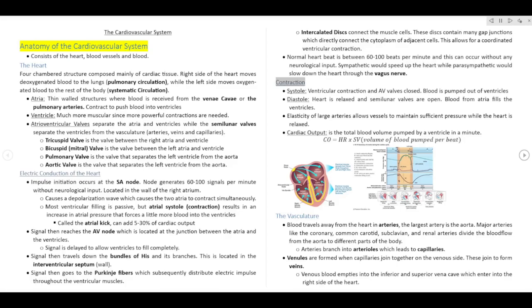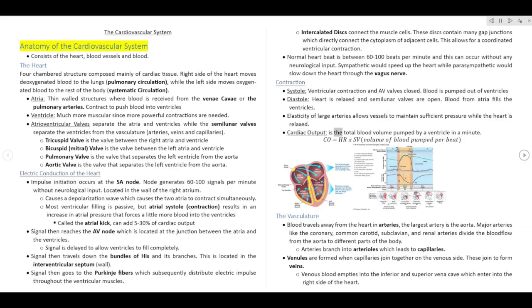Contraction. Systole is ventricular contraction, with the AV valves closed. Blood is pumped out of the ventricles. Diastole is when the heart is relaxed and the semilunar valves are closed. Blood from the atria fills the ventricles. The elasticity of large arteries allows vessels to maintain sufficient pressure while the heart is relaxed.